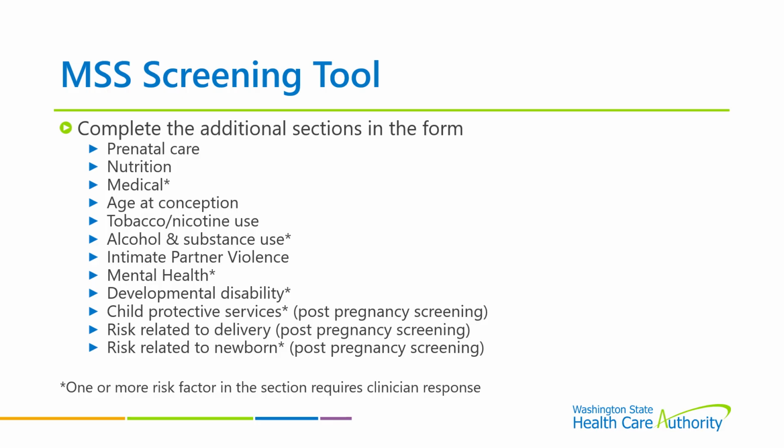The risk factors on the online tool are the same risk factors as the MSS prenatal and post-pregnancy screening tools that were posted as PDFs on the Health Care Authority's website. The topics include prenatal nutrition, medical, age at conception, tobacco/nicotine use, alcohol and substance use, intimate partner violence, mental health, developmental disability, and on the post-pregnancy screening, child protective services, risks related to delivery, and risks related to the newborn.